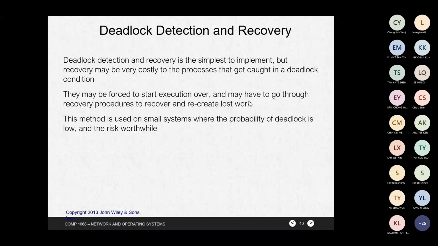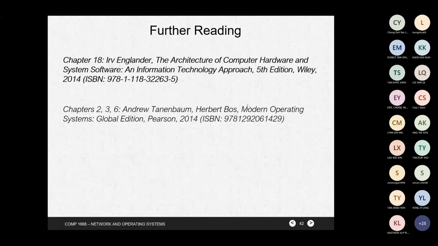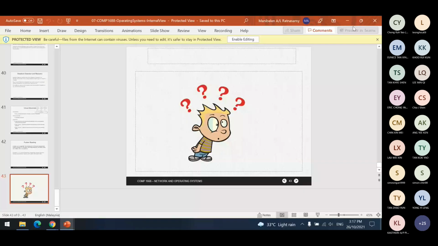Definitely we want to prevent it or avoid it, but if it does happen, then how to detect and recover. Virtual machine, VM, different types of virtual machine, virtualization, hypervisor, also another type of virtual machine, and further reading. Okay, so those are the summary, wrap up for OS.